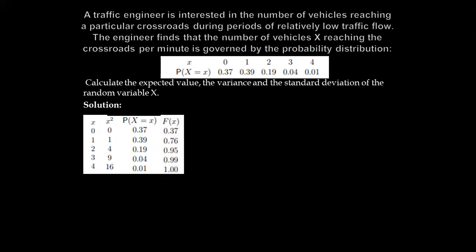To solve now for the cumulative distribution F of x, how are we going to do it? We add up the probabilities. This gives us F of x at 0.37, 0.76, 0.95, 0.99, and lastly, 1.